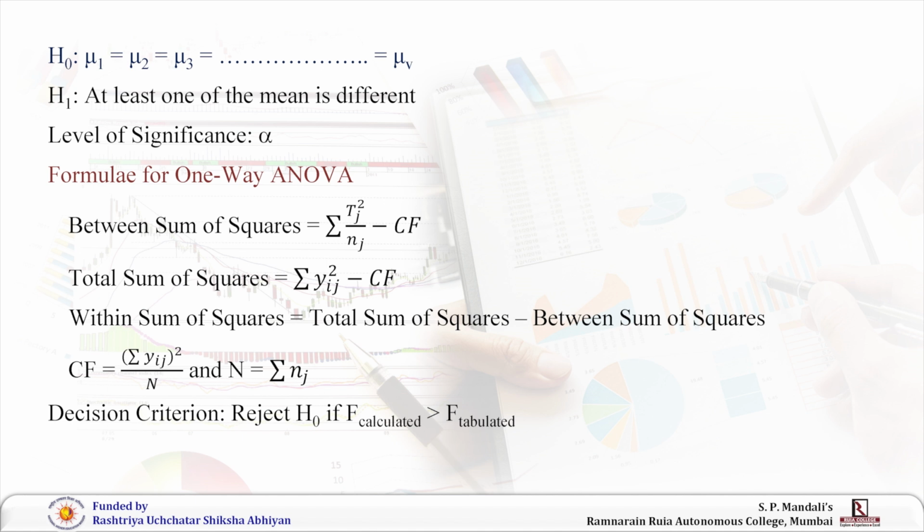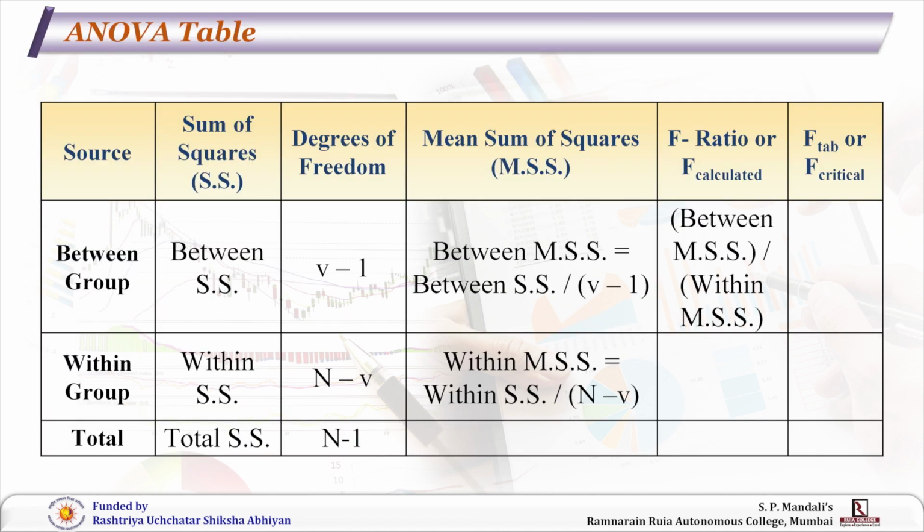And the decision criterion will always be reject H0 if the calculated value is greater than the tabulated value. Consider this ANOVA table. The main components are the between group variation, within group variation and the total variation, for which we calculate the between group sum of squares, within group sum of squares and total sum of squares.